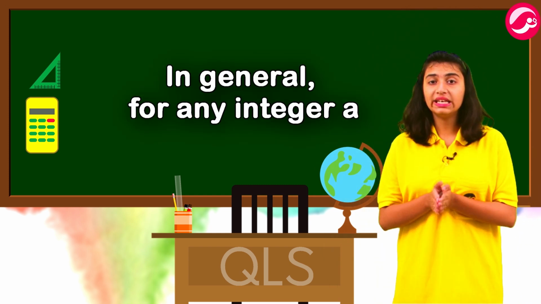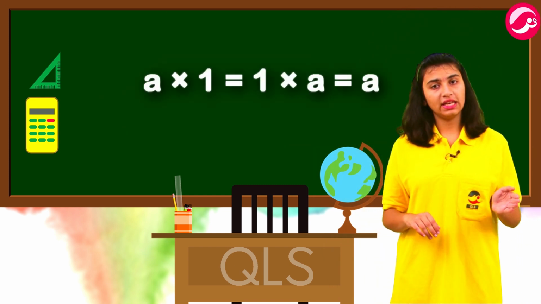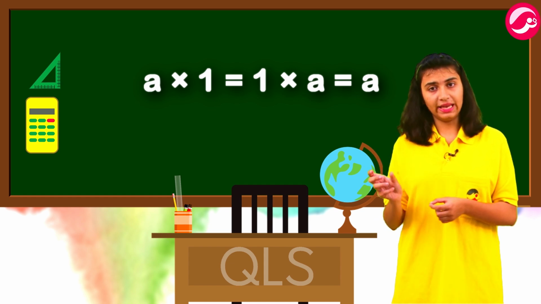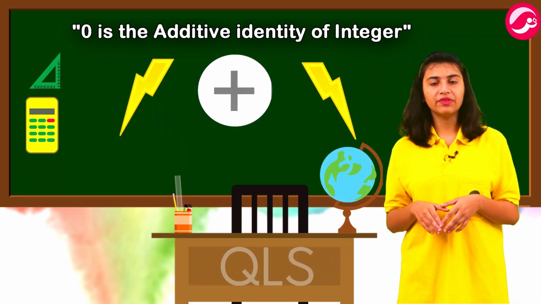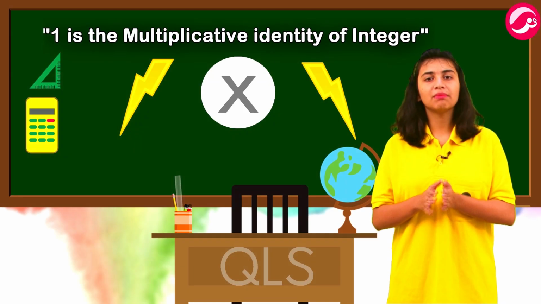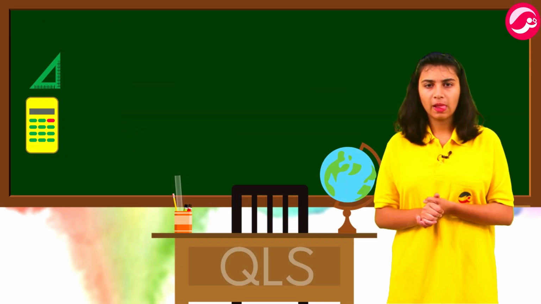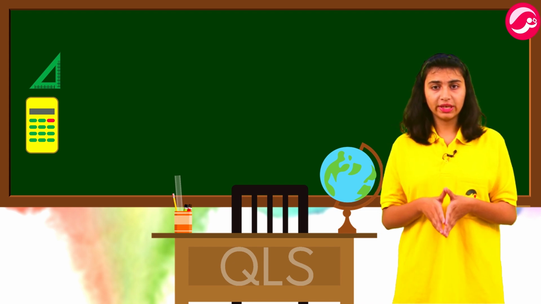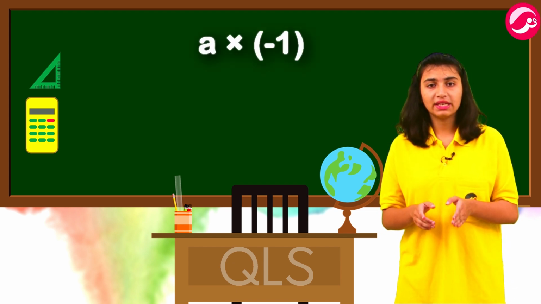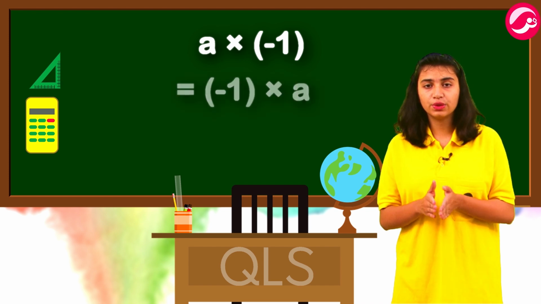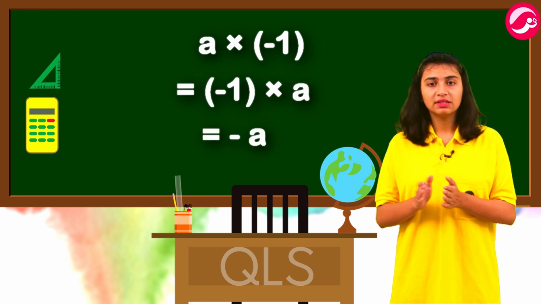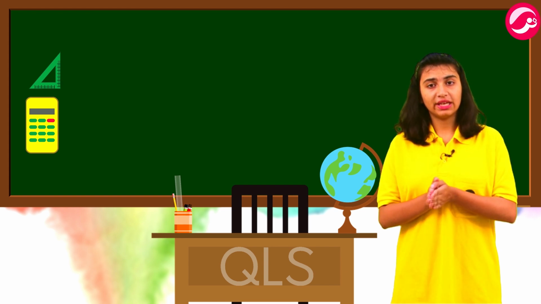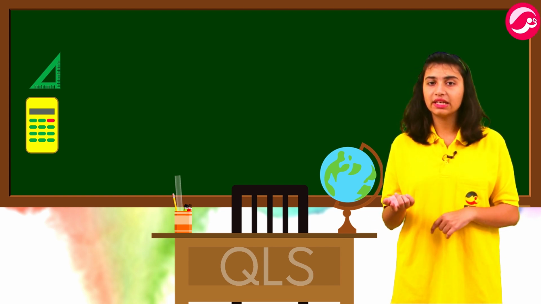In general, for any integer a, we have a into 1 is equal to 1 into a. Answer will always be a. 0 is the additive identity, whereas 1 is the multiplicative identity for integers. We get the additive inverse of an integer when we multiply minus 1 to a. That is, a into minus 1 is equal to minus 1 into a is equal to minus a. This will be the additive inverse. Whenever we multiply any integer a by minus 1, we will get its additive inverse.